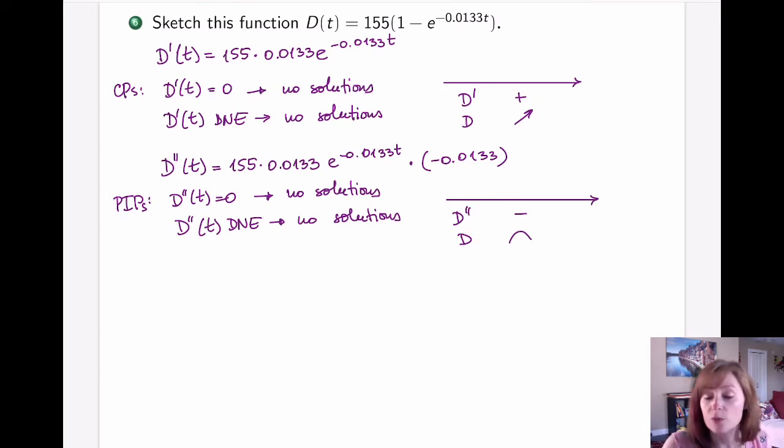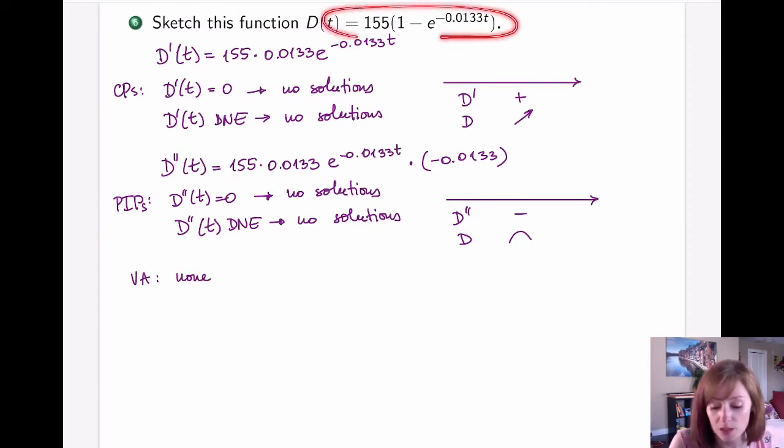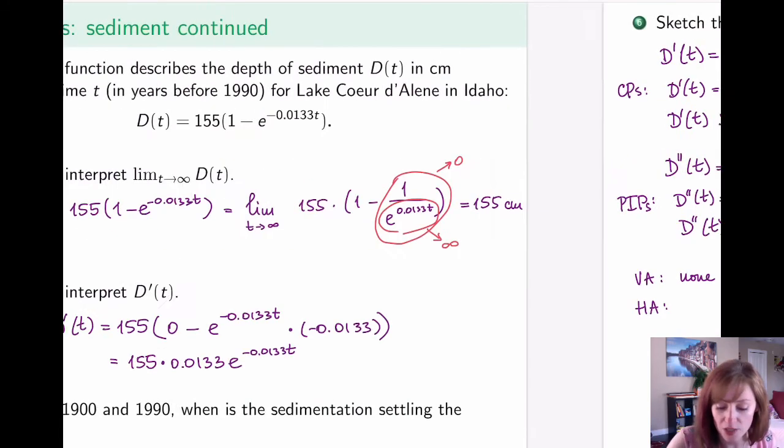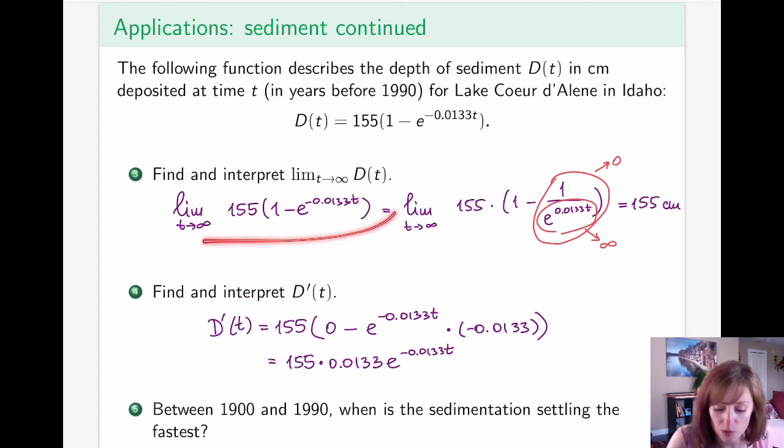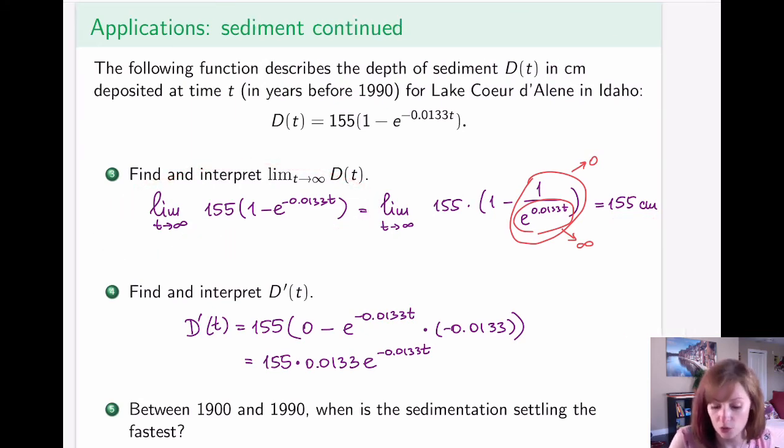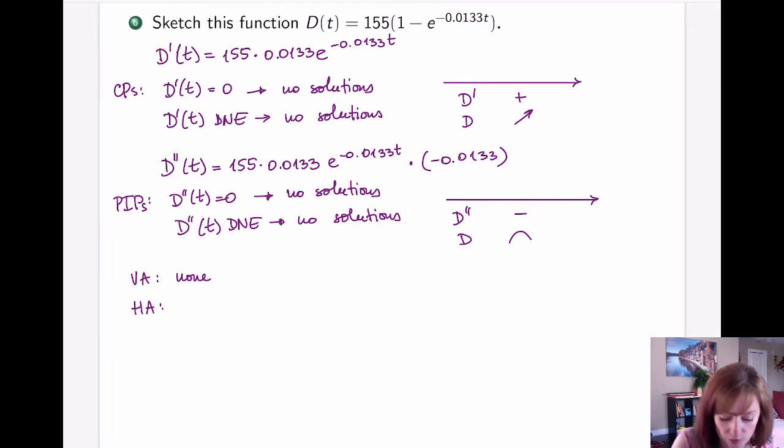The other things that we normally compute are x and y intercepts, which in this case are going to be just the origin, as well as the asymptotes. For vertical asymptotes, I'm not going to have any here because there's no number which will make this function go to infinity. For horizontal asymptotes, we've actually computed that on the previous slide where we took the limit as t goes to infinity of our function, and it turned out to be 155. So 155 is our horizontal asymptote.